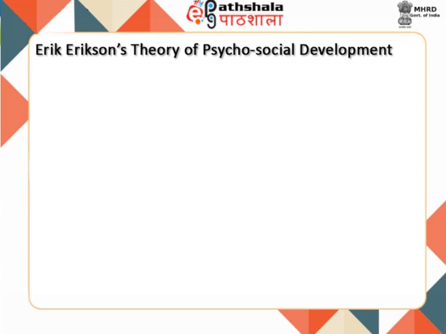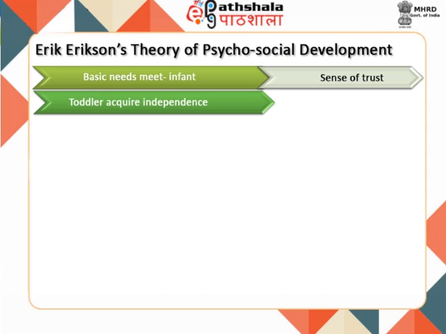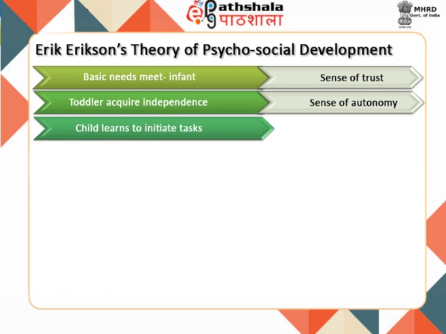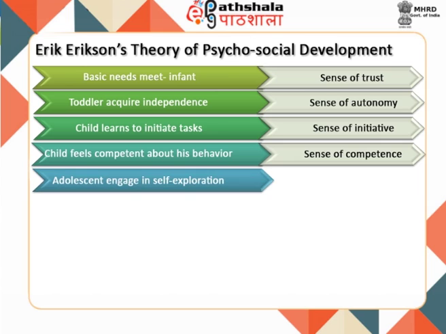The basic aspects of his 8 stages are: if basic needs are met, infant develops sense of trust. If toddler acquires age-appropriate independence, will develop sense of autonomy. If child learns to initiate tasks, will develop sense of initiative. If child feels competent about his behavior, he will develop sense of competence. If adolescent engages in self-exploration and role testing easily, she will develop sense of identity.